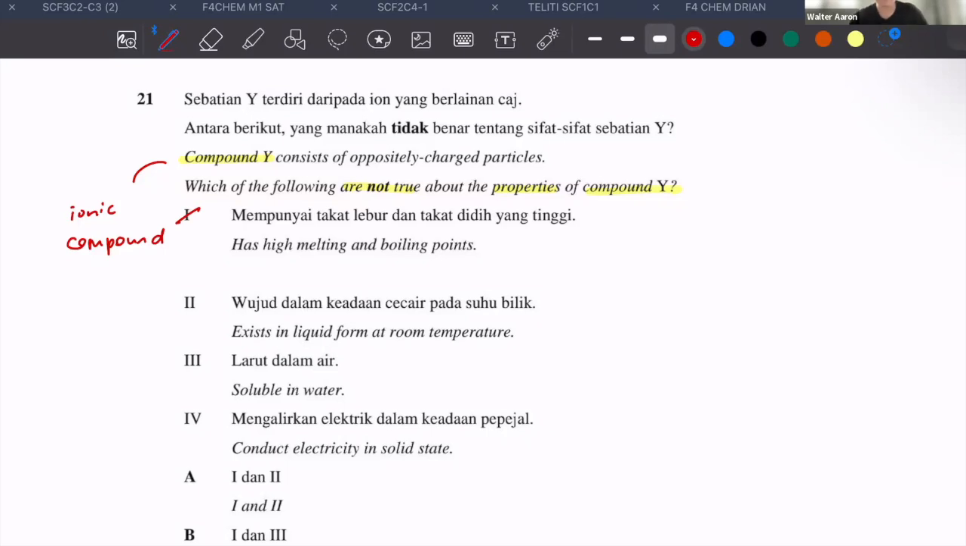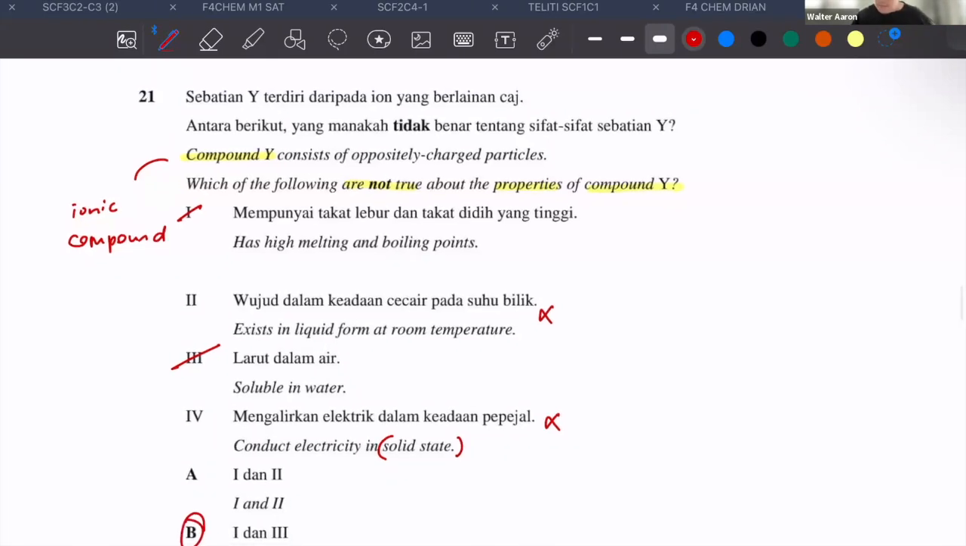Do they exist as liquid at room temperature? No, they usually exist as solid. Are they soluble in water? Naturally, they are. Most ionic compounds are soluble in water. Can they conduct electricity in solid state? Solid state cannot, because the ions cannot move. If the ions cannot move, they cannot conduct electricity. So the best answer to describe the properties of ionic compound will be 1 and 3. The answer is B.